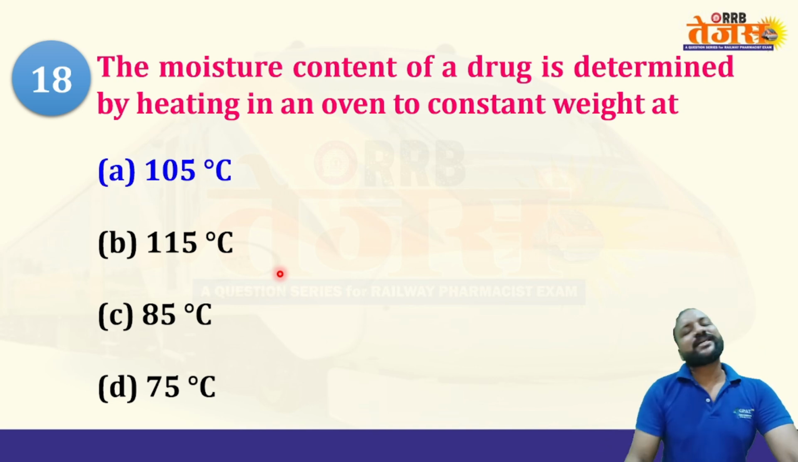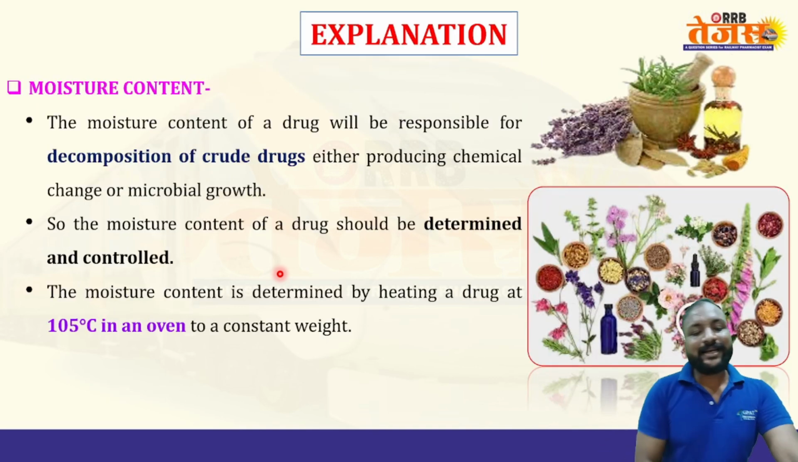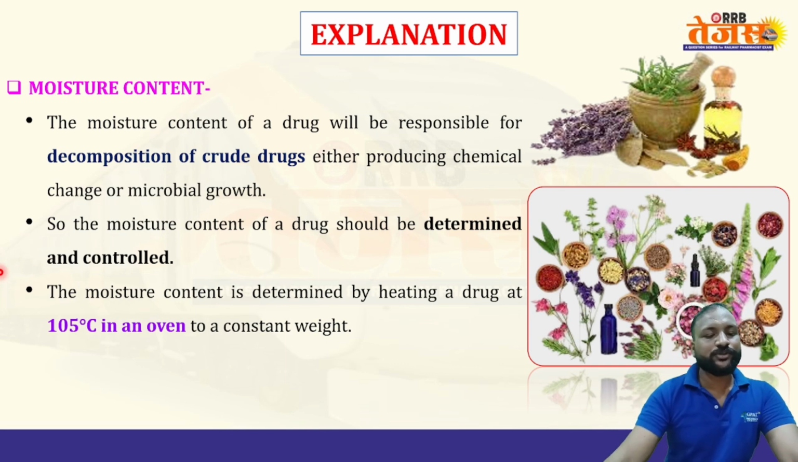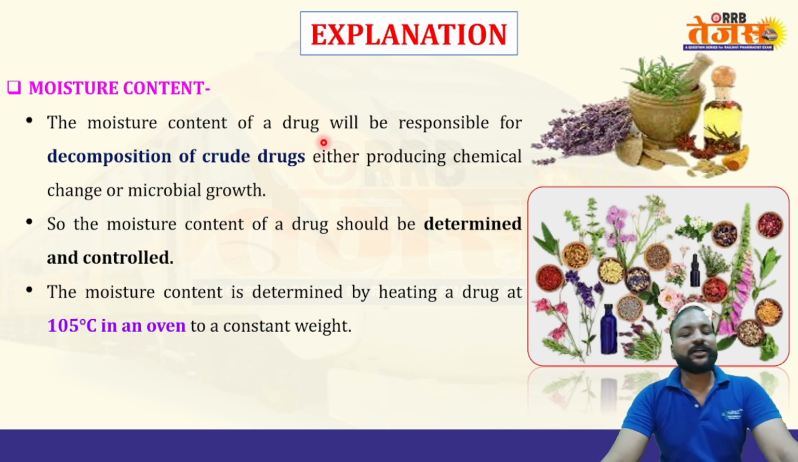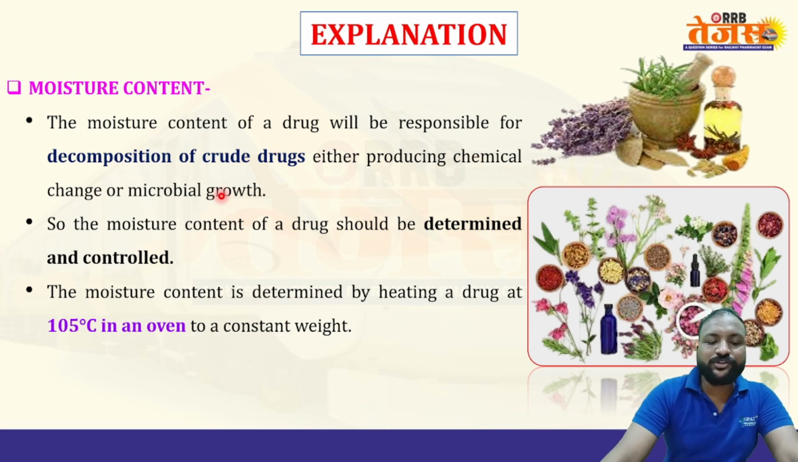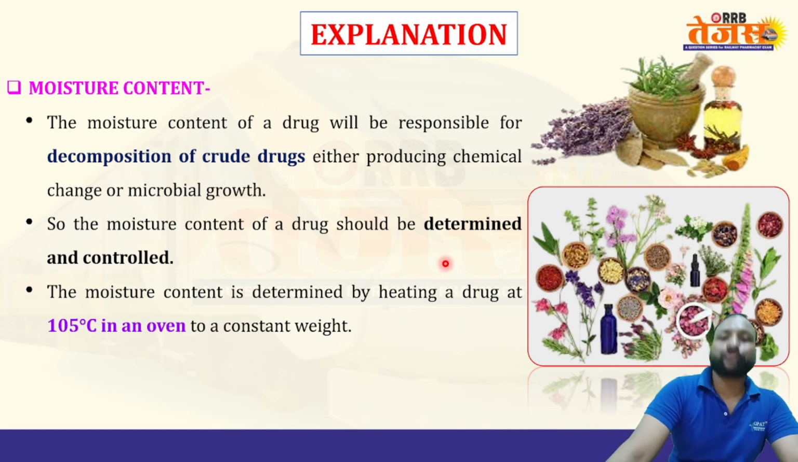So the option is correct. 105 degrees centigrade is the temperature required to test the moisture content of a crude drug. The moisture content of a drug will be responsible for the decomposition of crude drugs, either producing chemical change or microbial growth. So the moisture content of a drug should be determined and controlled.